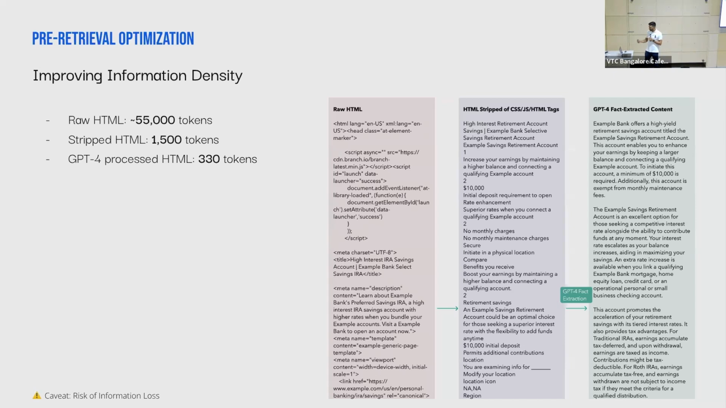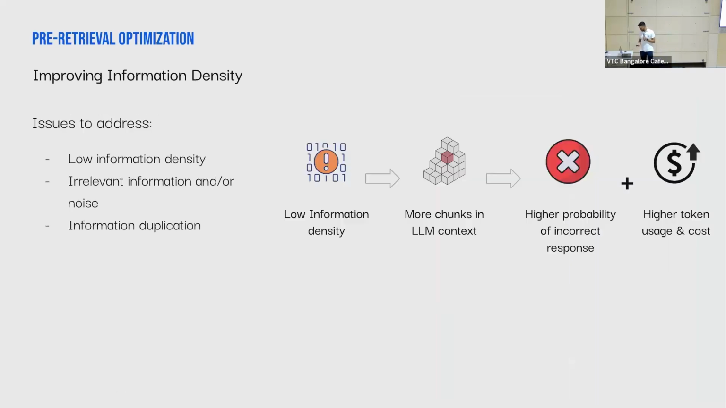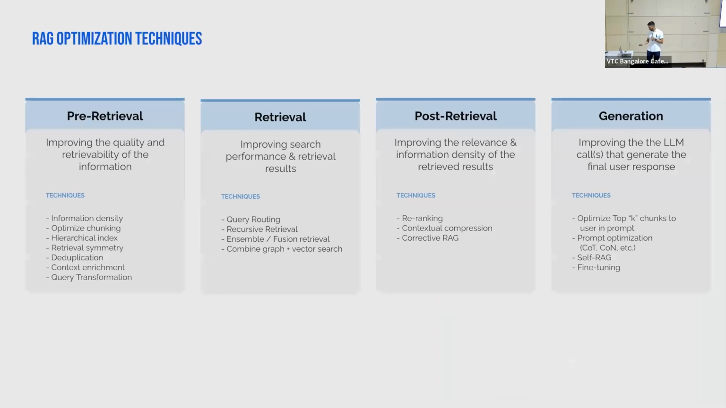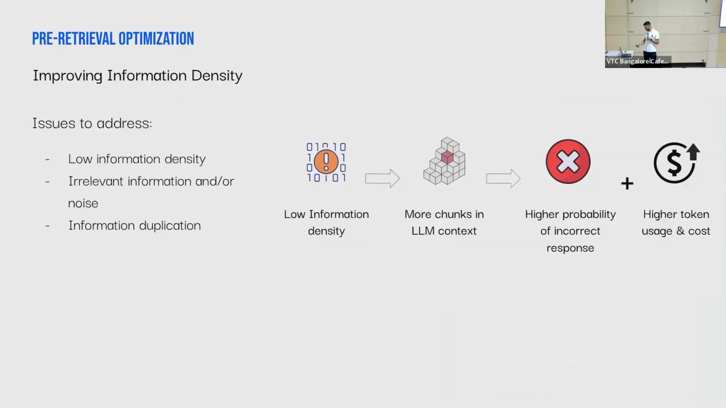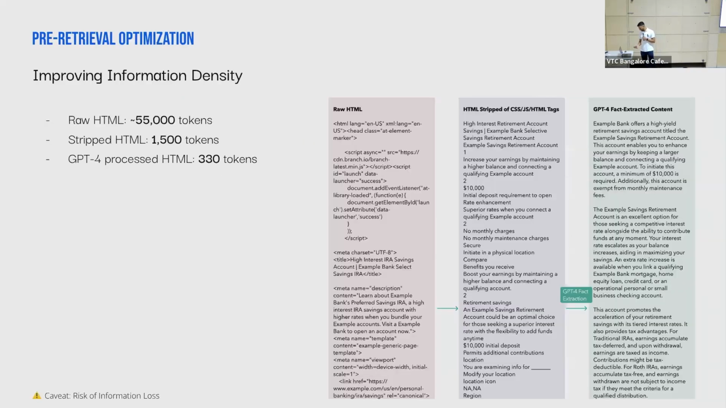And so in this case, if you look at it, the raw HTML had 55,000 tokens, right? The stripped HTML had 1,500 tokens. And the information-dense final data that was used in the RAG had only 330 tokens, right? Which is 4x.